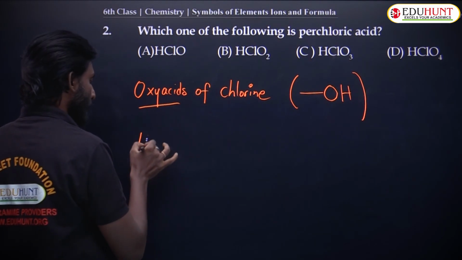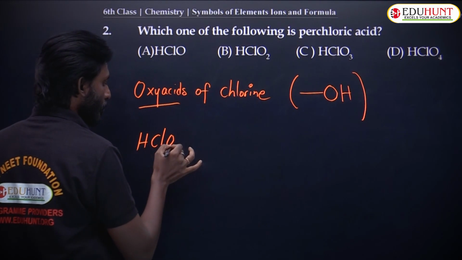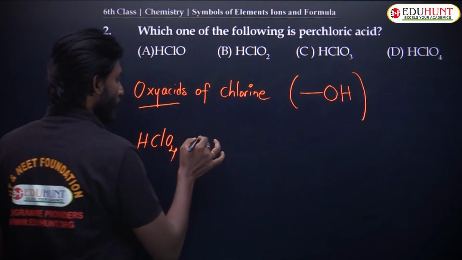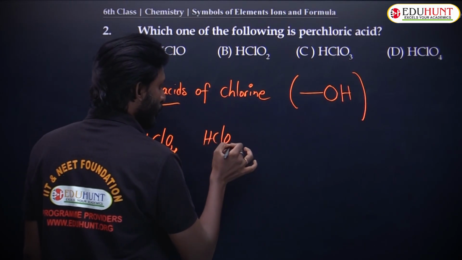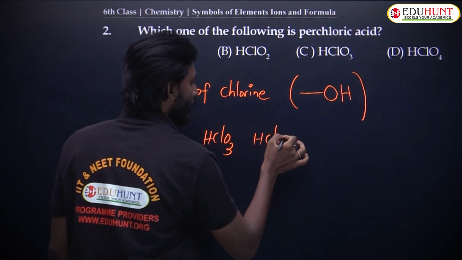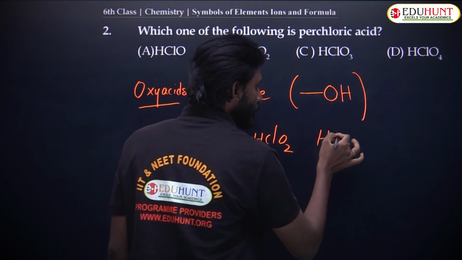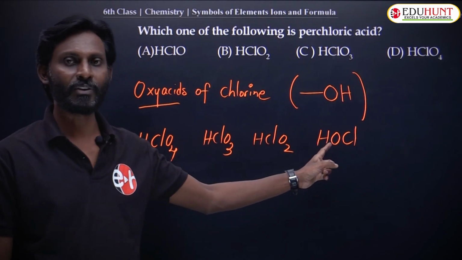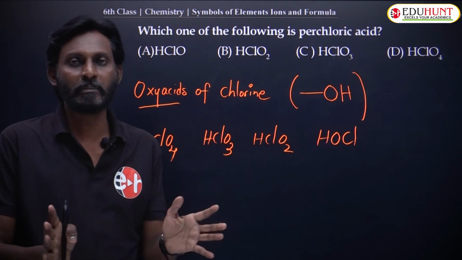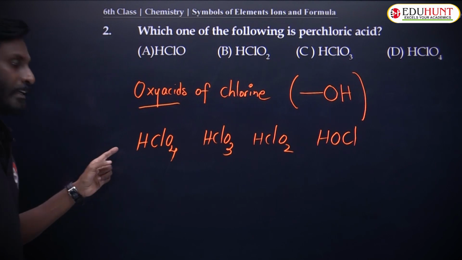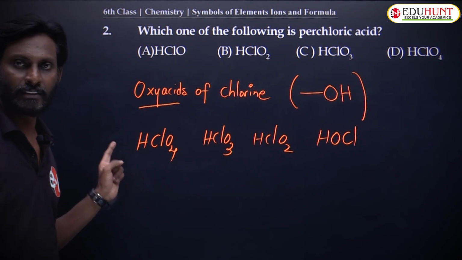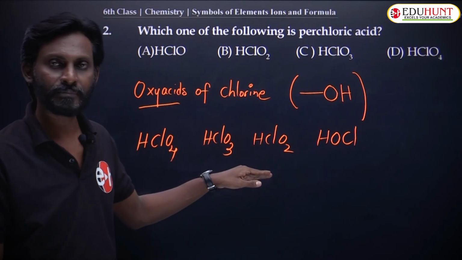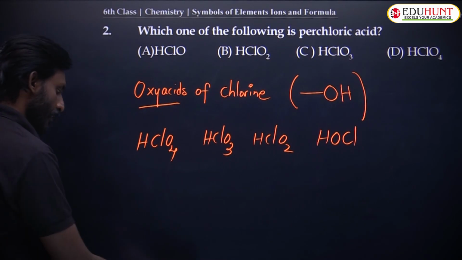Now, what are the oxy acids of chlorine? The first one is HClO4, then HClO3, HClO2, HOCl. Here we wrote the oxygen in the middle, which doesn't make much difference, but isn't it easier to write like this? HClO4, HClO3, HClO2, HOCl.